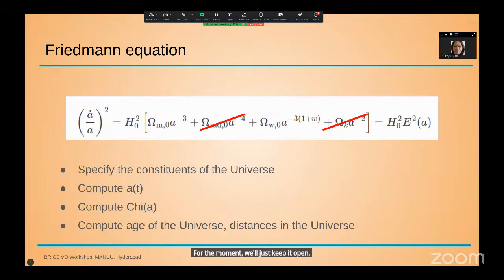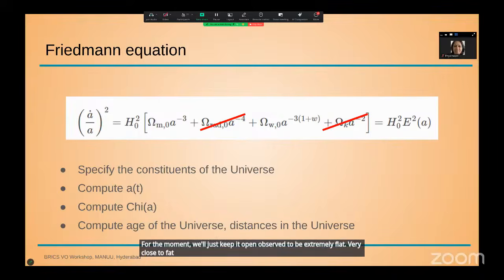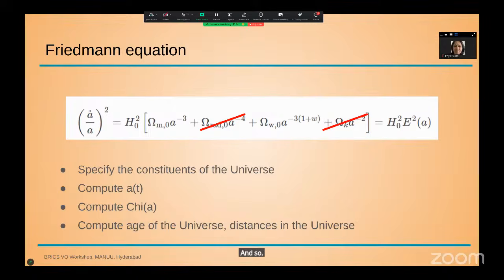Omega K: the universe has been observed to be extremely flat, very close to flat, basically down to the precision that we can measure, it looks flat. And so this omega k a to the minus 2 term I can also remove. So the terms that remain are omega n this, omega w this, and that's it.